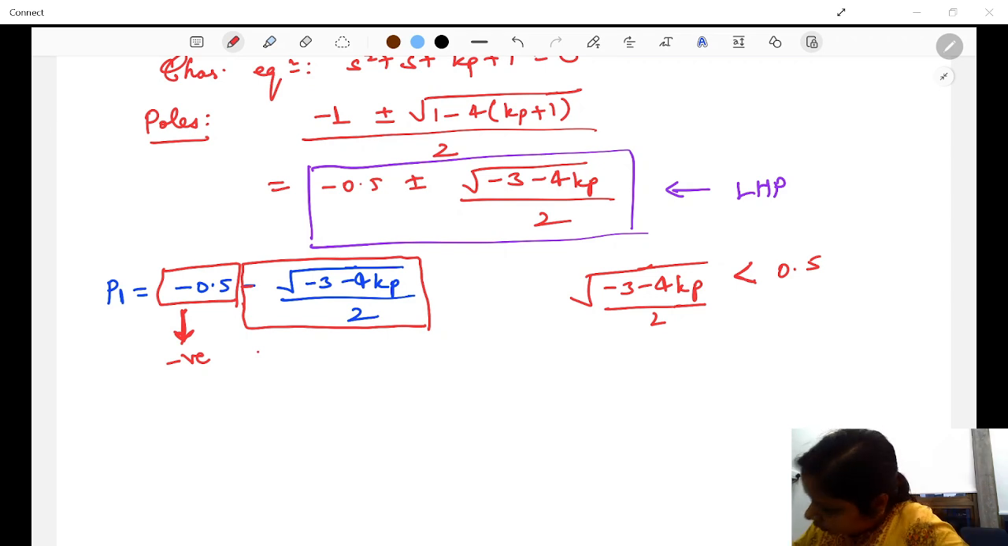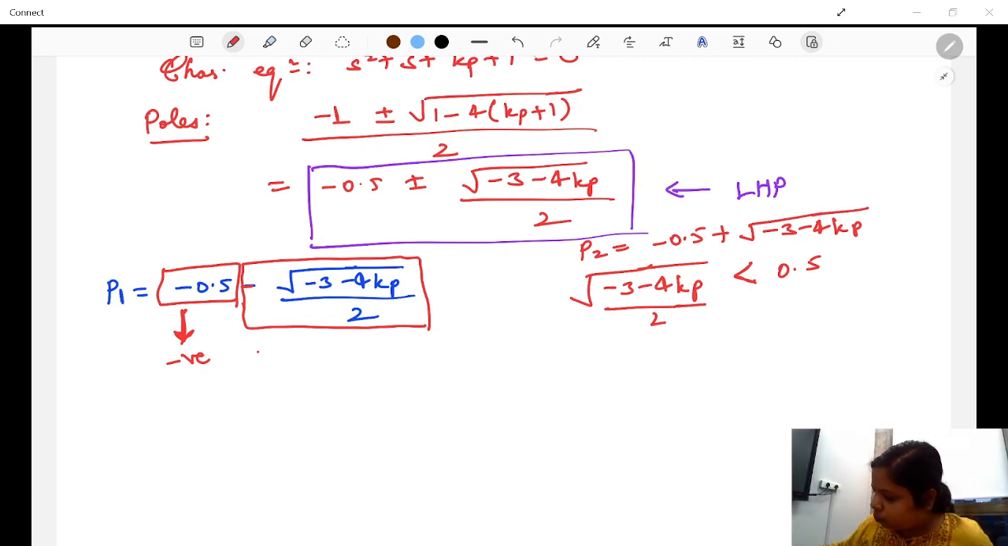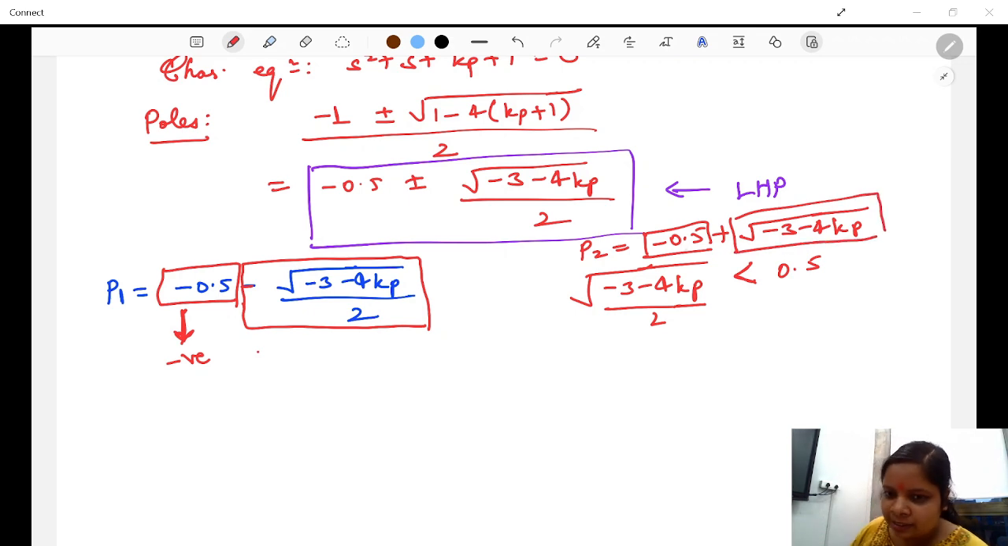If we take P2 to be minus 0.5 plus minus 3 minus 4 Kp. If we take this value, if we take this pole, then what we have to see is, since everything should lie in the left half, this minus 0.5 is already there. Now the second term should also be such that it should be less than 0.5.